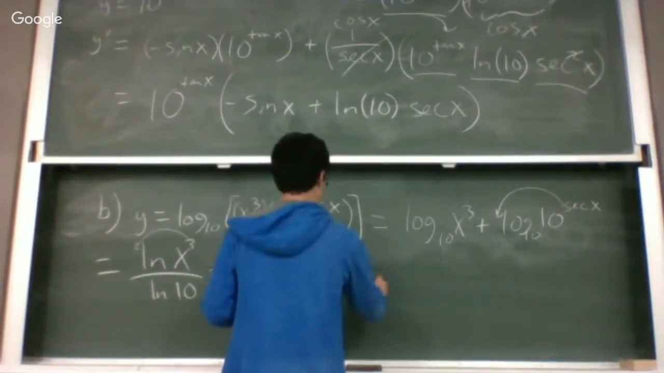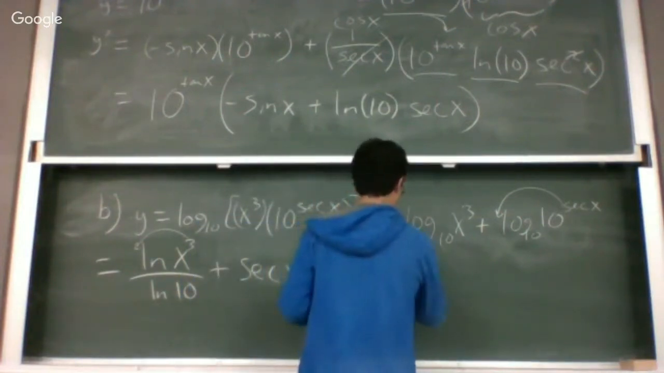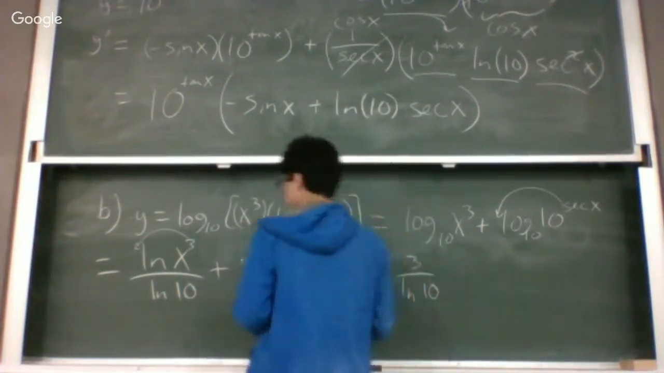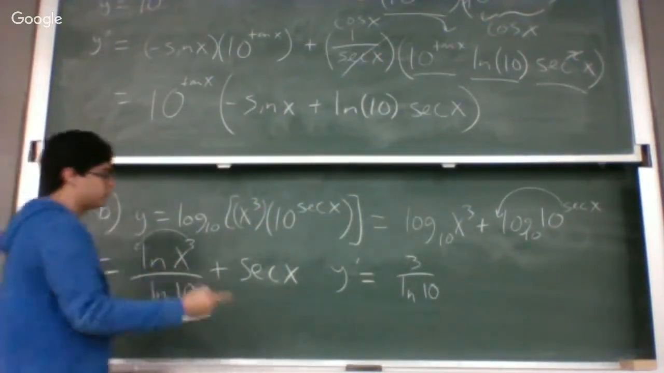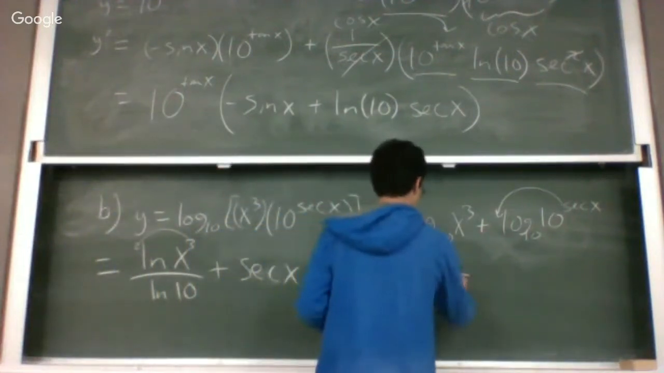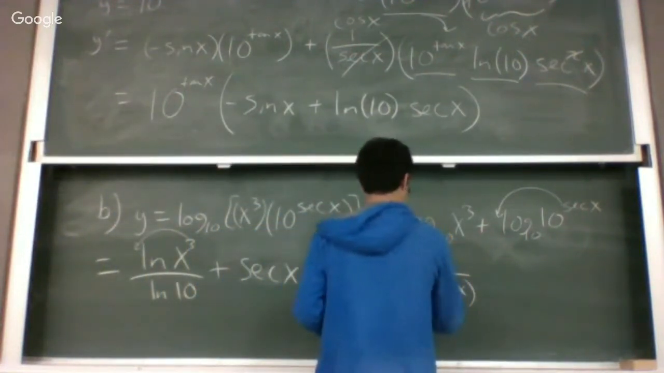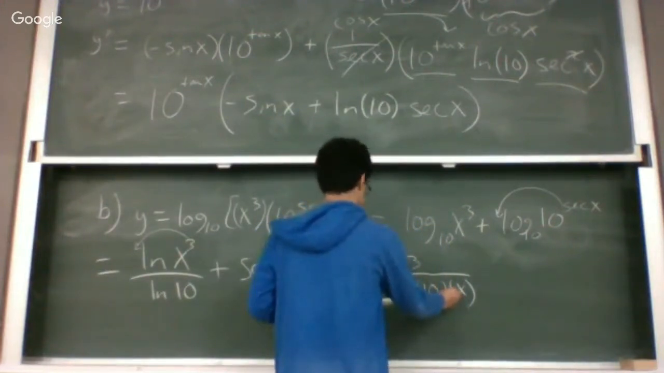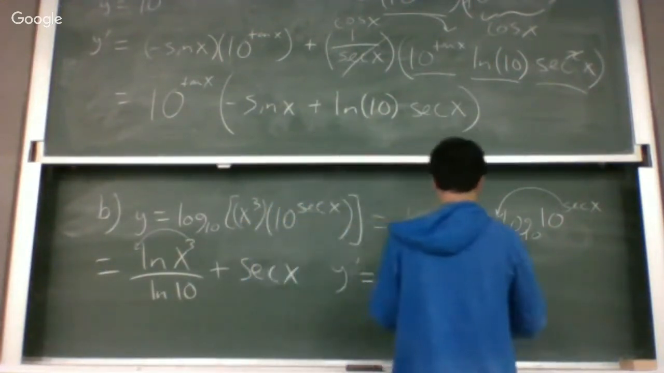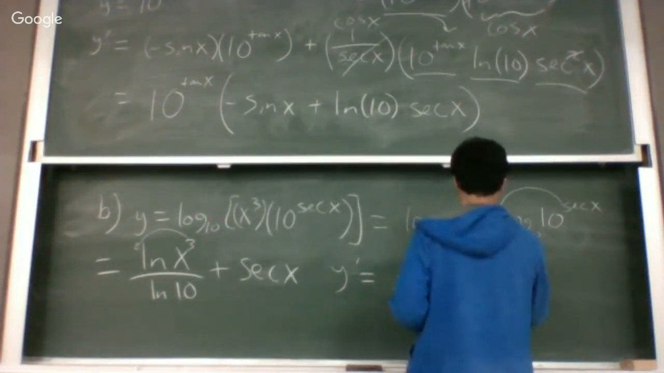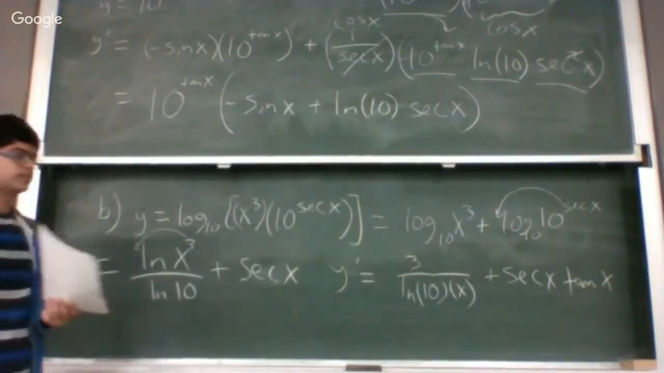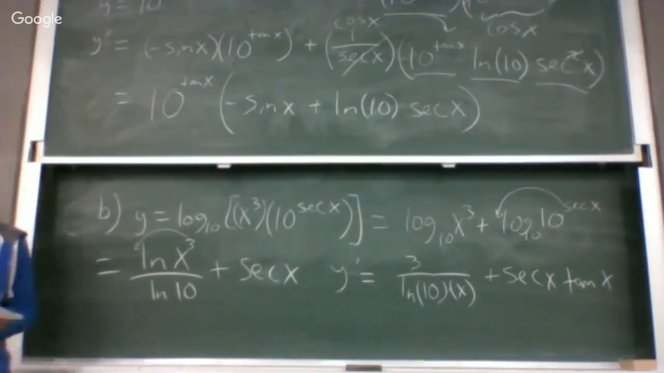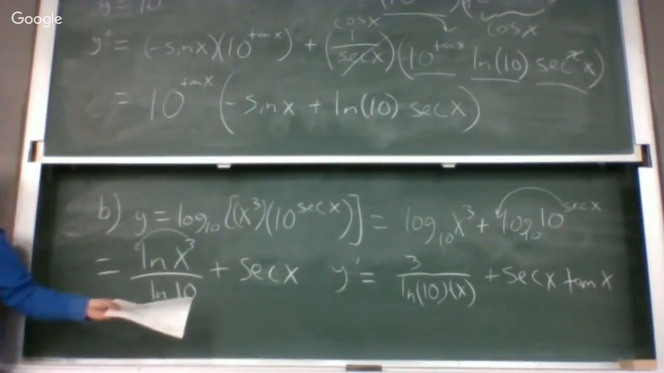So when we take the derivative of it, it should be really easy since we're working with a lot of constants now. So y prime is equal to 3 over the natural log of 10, which is just the constant part of this, and the derivative of natural log of x is 1 over x. So we multiply by x in the denominator. And the derivative of secant of x is secant of x times tangent of x. Any questions on this?